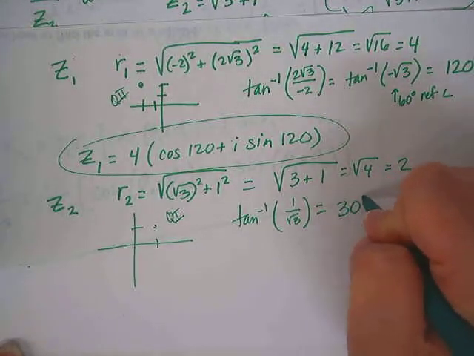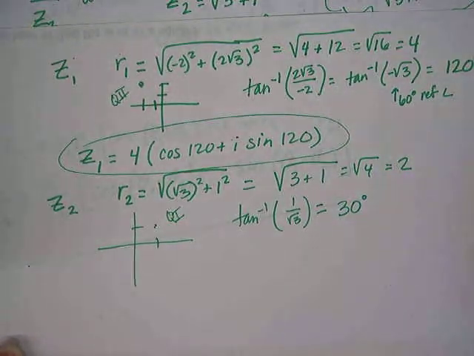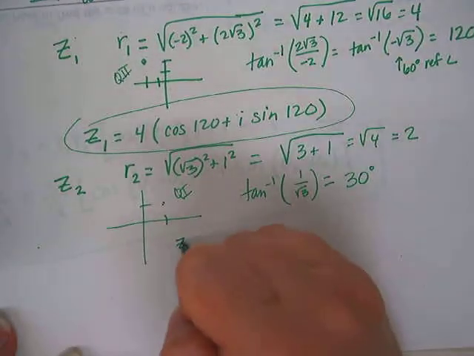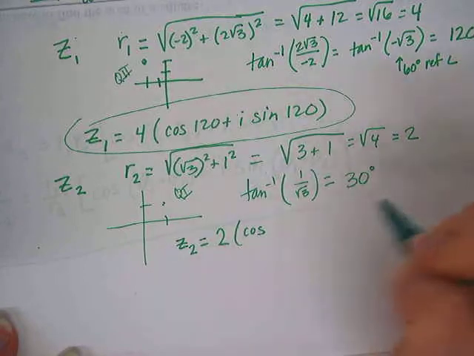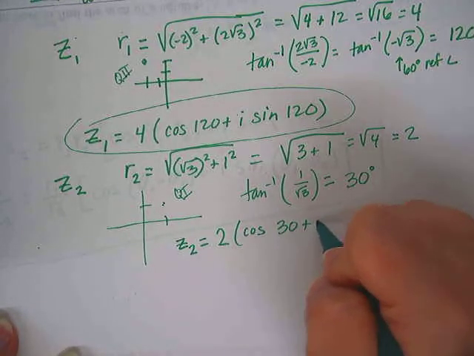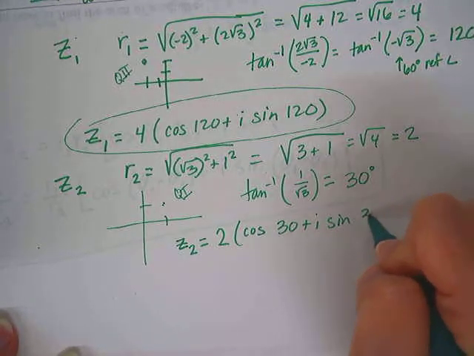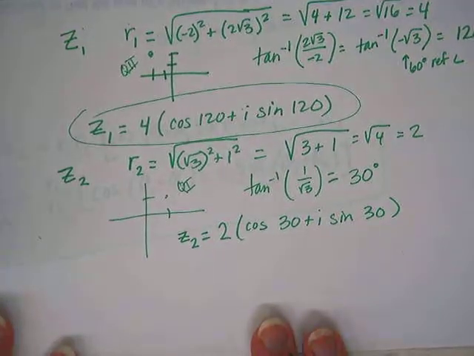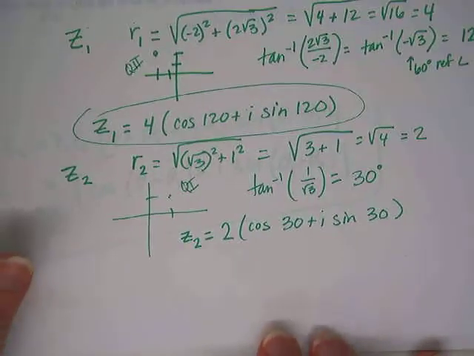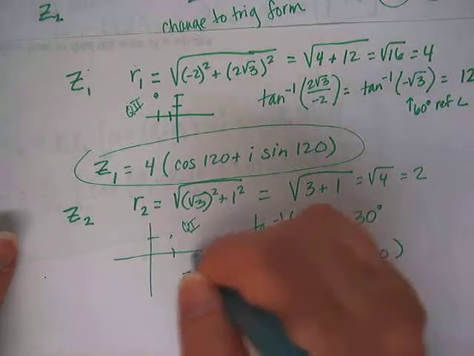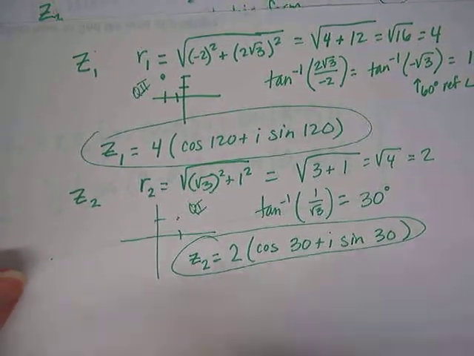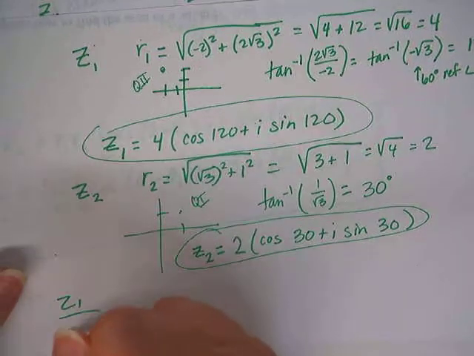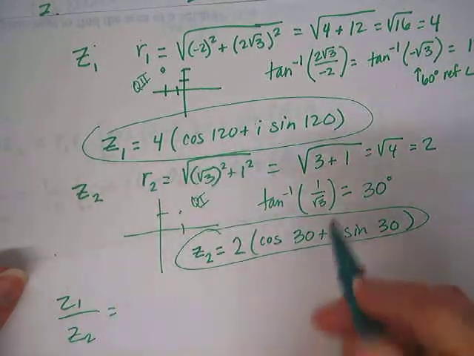So then we do the inverse tangent of b over a, so 1 over square root of 3. That means it's square root of 3 over 3, which is a 30-degree reference angle. And since we're in quadrant 1, it's simply 30 degrees, right? So that means z2 is 2 cosine 30 plus i sine 30.